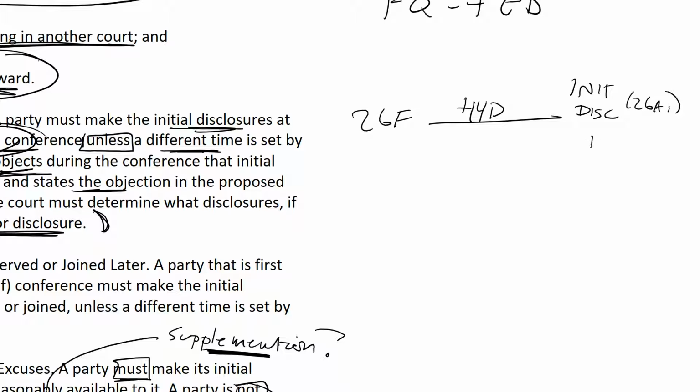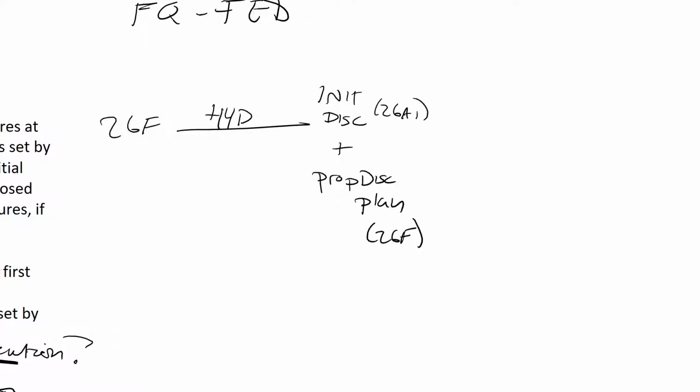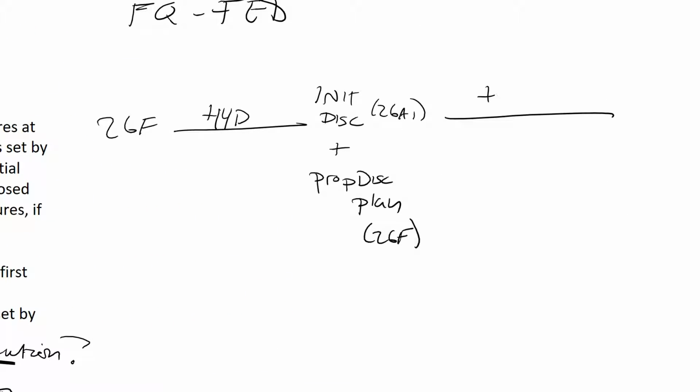And you'll also recall that under Rule 26F, the proposed discovery plan goes to the court. Okay, and then plus another 7 days is typically when the court is going to issue its scheduling order under Rule 16A.